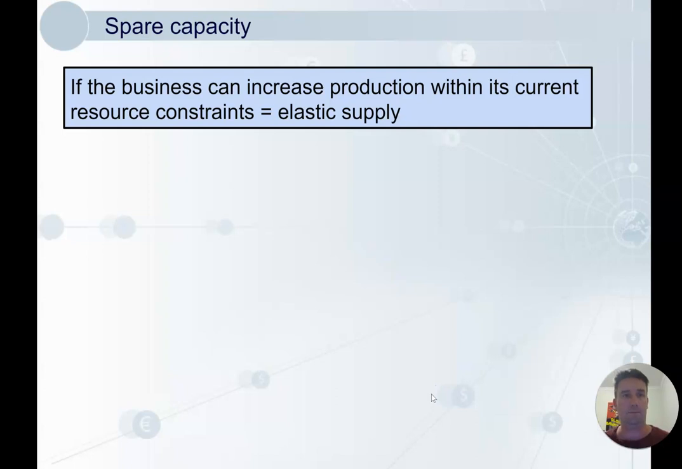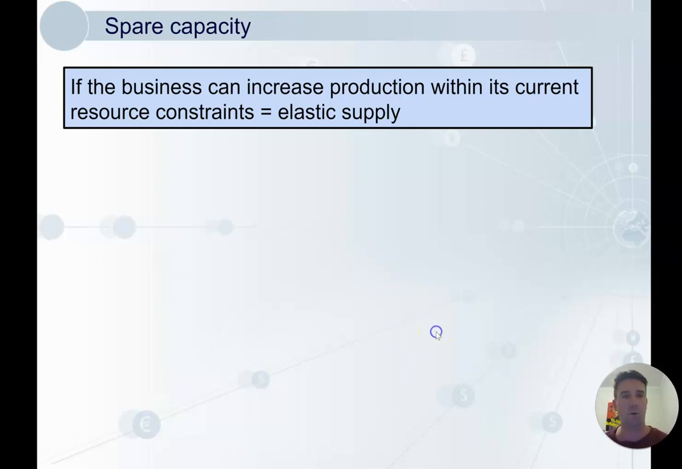All right. Spare capacity. I think I did these in a different order from my first list. If the business can increase production within its current resource constraints, that means elastic supply. Now that's a bit of a word salad. How much sense does it make? If you've got spare capacity, if it doesn't cost you too much to increase your production, then you're more likely to respond to that change in price.